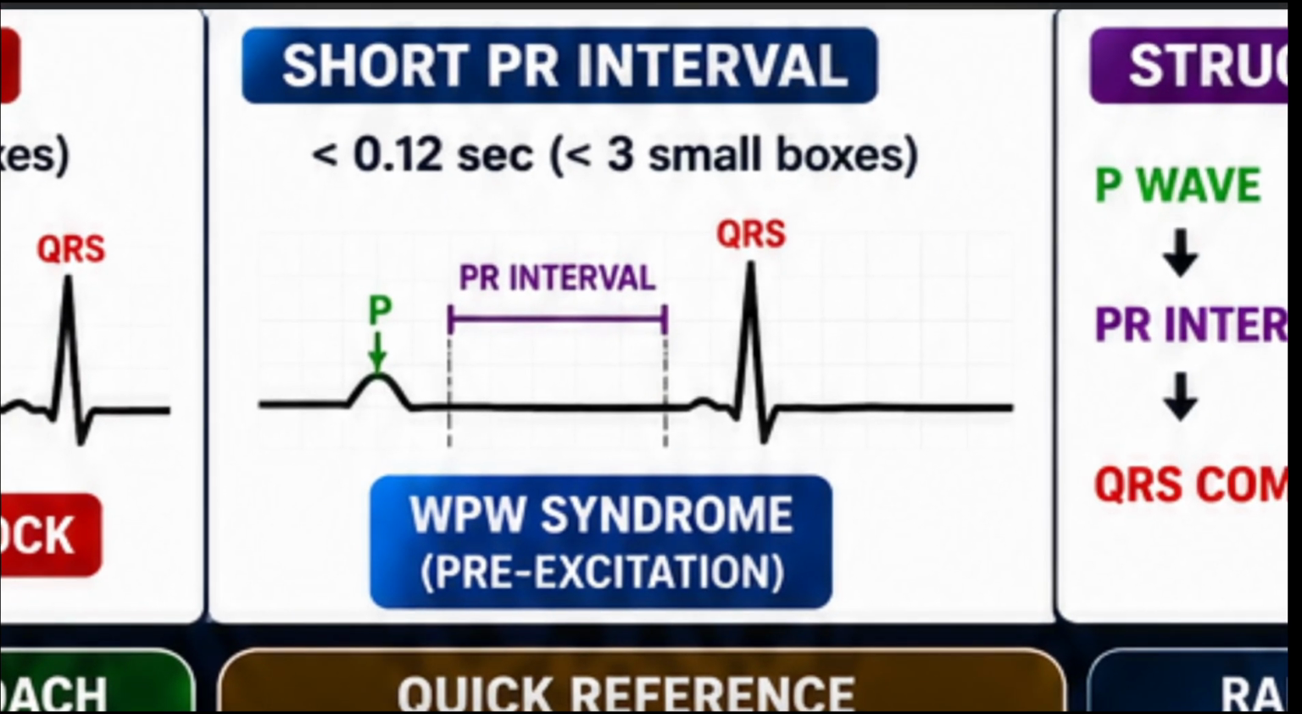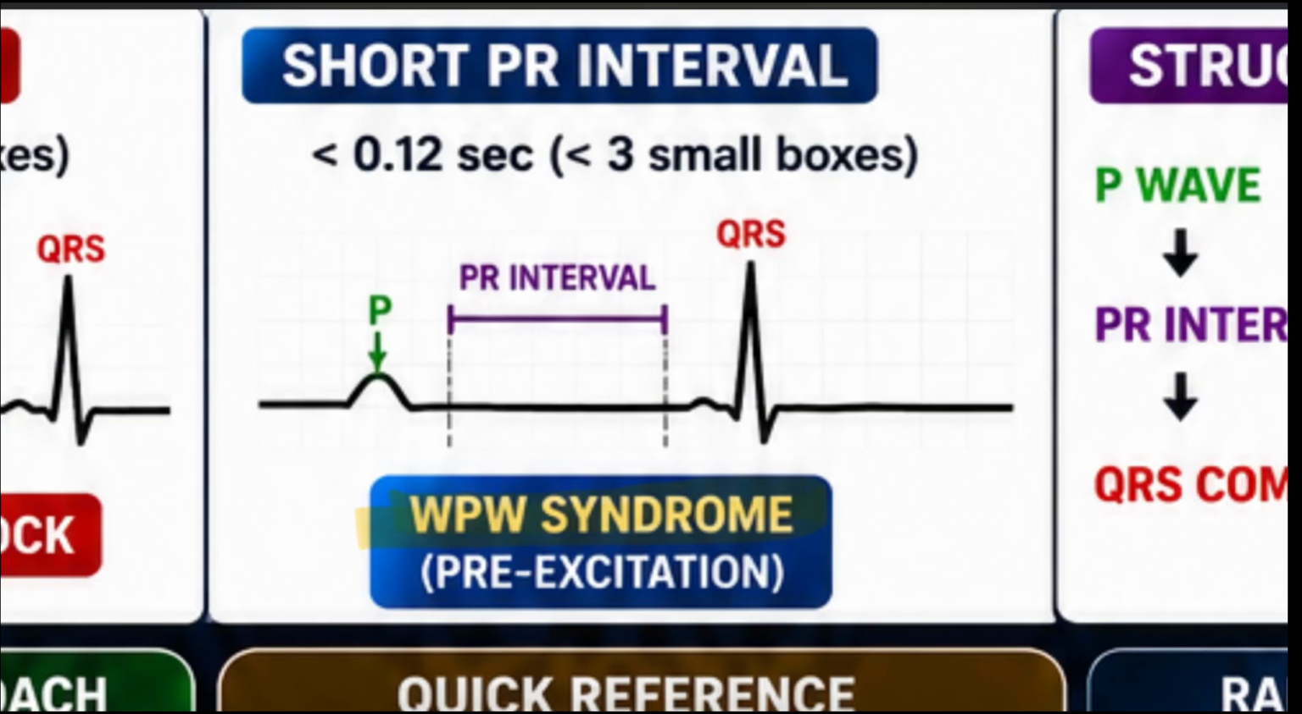This is a very important pathological condition. When I was in the cardiology department, I saw this WPW syndrome. So this WPW means Wolff-Parkinson-White syndrome. In this syndrome we can see an accessory pathway, the impulse bypasses the atrioventricular node, and we see a short PR interval.